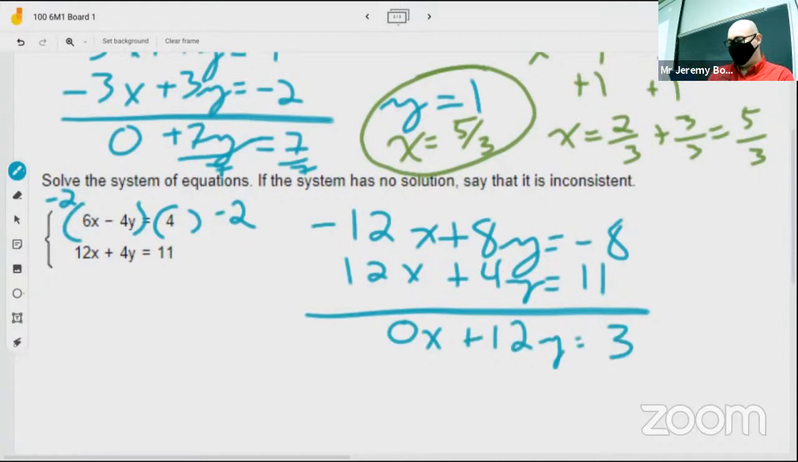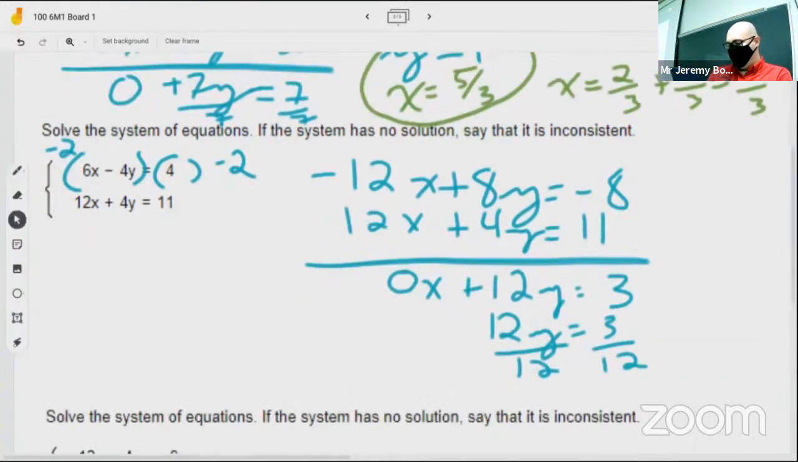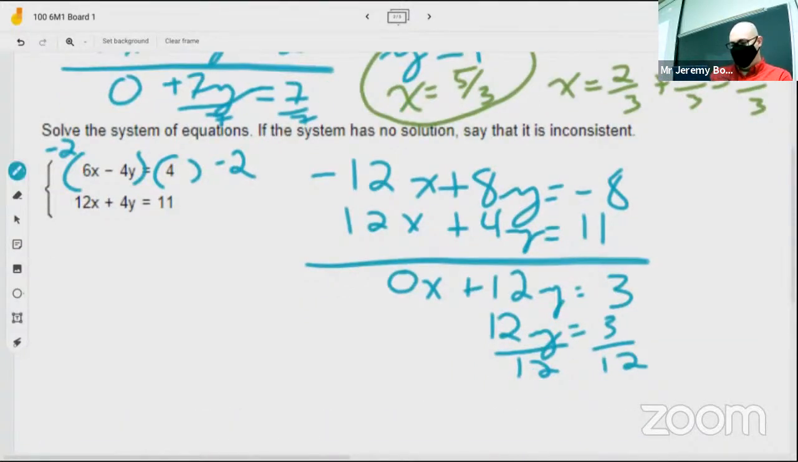And so now we're going to get a fraction. 12y is equal to 3. We're going to divide by 12. And so y is equal to 1/4. So we reduce the 3 and 12 by 3. So we know it's consistent and independent.